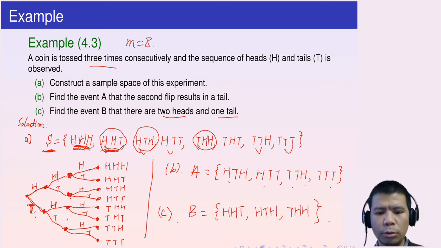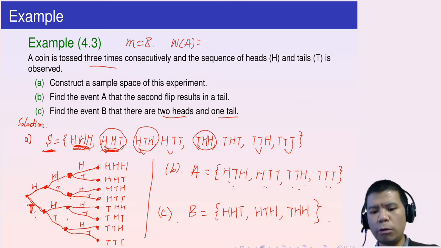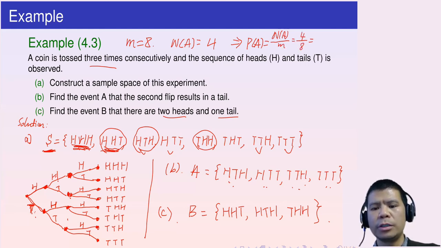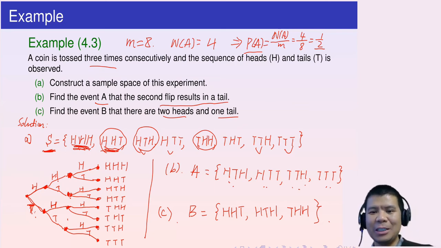Now for the event A, how many possible outcomes are in event A? N of A. There are 1, 2, 3, 4. There are 4 possible outcomes in A, so N of A equals 4. This implies that the probability of A equals N of A over m, which is 4/8, or 1/2. So the probability of A is 1/2. What does that mean? Event A is that the second flip is a tail. So the probability of A equals 1/2 means the probability that the second flip is a tail is 1/2. It makes sense, right?